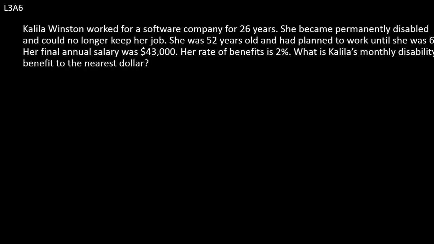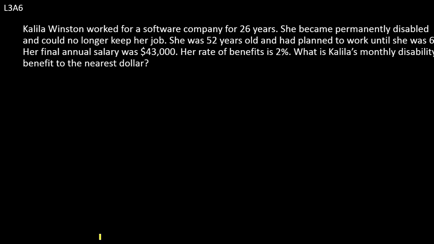Let's take a look at this question from Workbook 3. Kalila Winston worked for a software company for 26 years. She became permanently disabled and could no longer keep her job. She was 52 years old and had planned to work until she was 62. Her final annual salary was $43,000 and her rate of benefits is 2%. What is Kalila's monthly disability benefit to the nearest dollar?